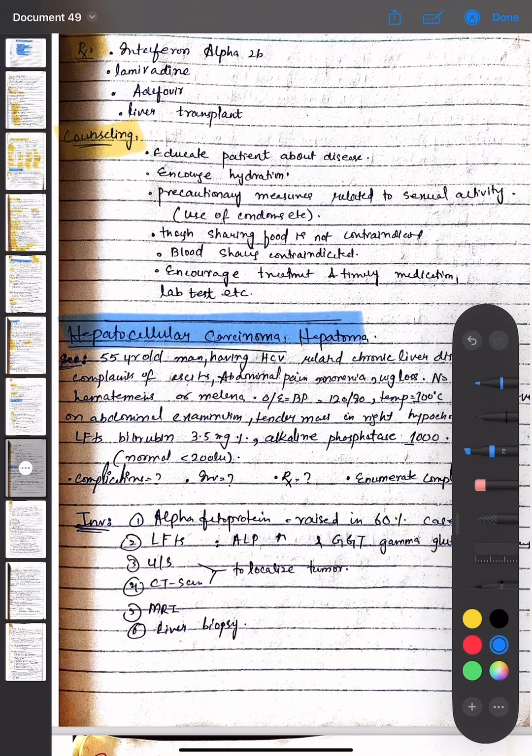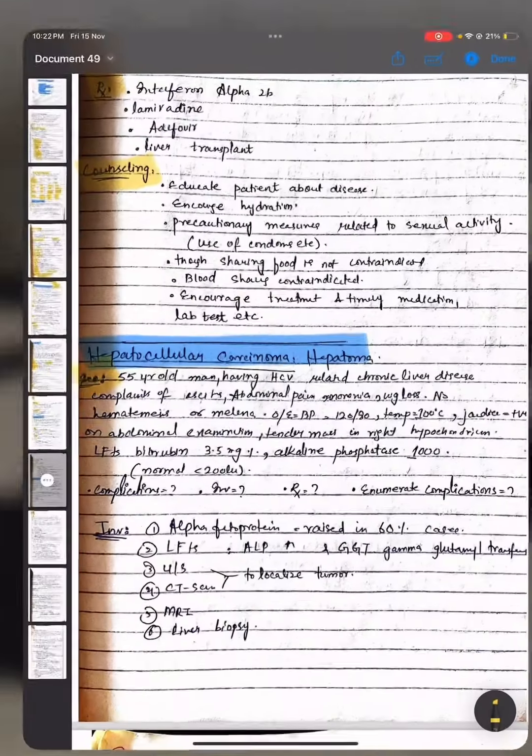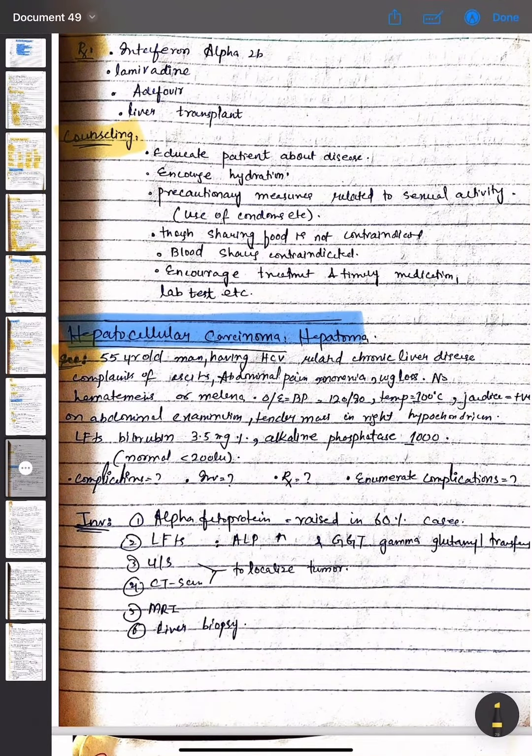We have a scenario that there is a 55-year-old man having HCV-related chronic liver disease, with complaints of ascites, abdominal pain, anorexia, weight loss, no hematemesis or melena. On examination, BP is 120/80, temperature 100 degrees, jaundice is positive. On abdominal examination, a tender mass in the right hypochondrium is present. LFTs: bilirubin 3.5 mg, alkaline phosphatase is 1000. So what are the complications, the investigations, the treatment? Enumerate the complications.